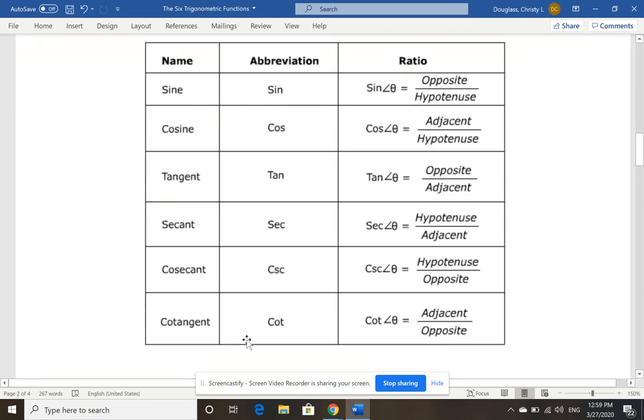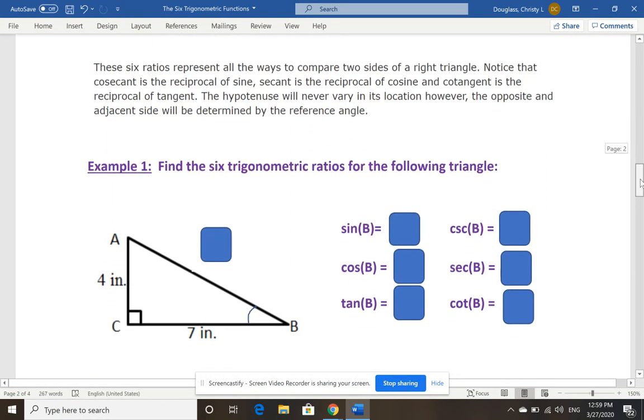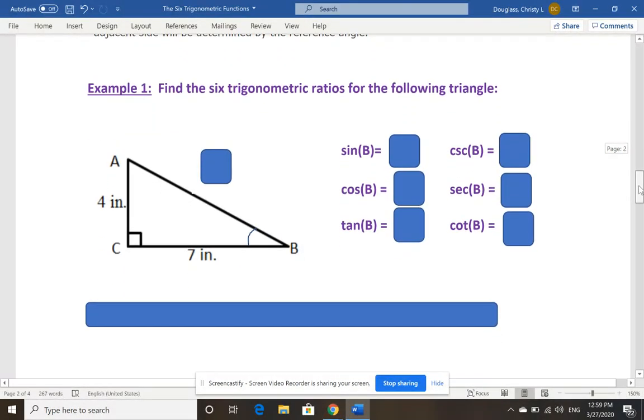We use abbreviations like we often do in math, and generally it's the first three letters of the word, except for cosecant, because it has the same first three letters as cosine. And so we abbreviate it CSC. So that's the only one you kind of have to think about. So again, hopefully you've written this down or taken a little snapshot of it so you can reference it later if you need it, because we're going to do an example.